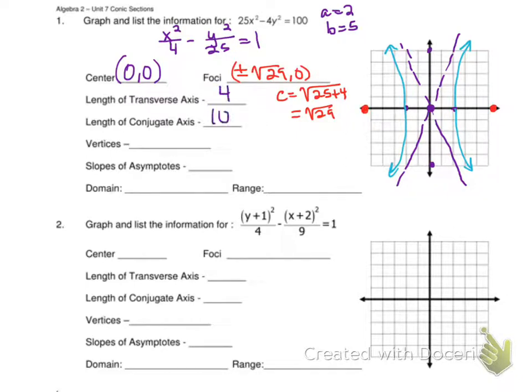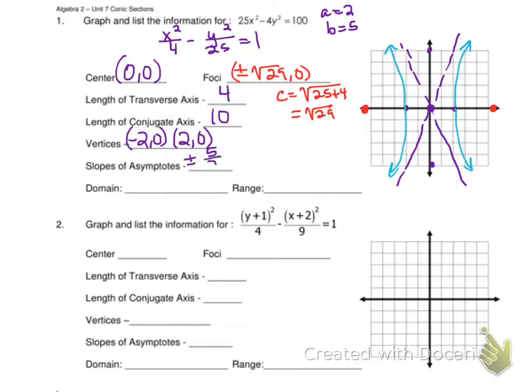The transverse axis is 4 units long, the conjugate axis is 10 units long. Notice with the conjugate and the transverse axis, one's not always bigger than the other. Before we had major and minor because major was always bigger. But because these don't have to always be bigger, transverse could be bigger, conjugate could be bigger. The difference is transverse is from vertex to vertex. Okay, transverse is from vertex to vertex. I can list the vertices.